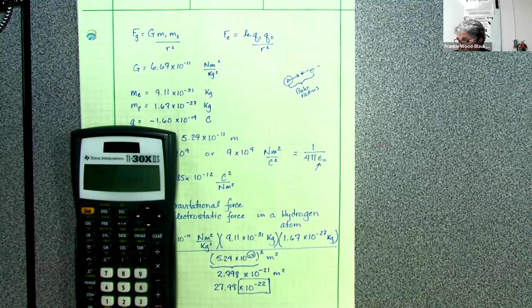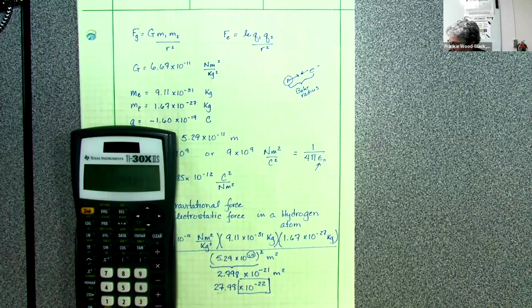Now, if you haven't played with exponents in a while, you may want to do this, because this will help you out when you're working your homework problems. Okay, so these two numbers are the same, because this is written as 27 and that's 2.17, and I've got minus 22 here.